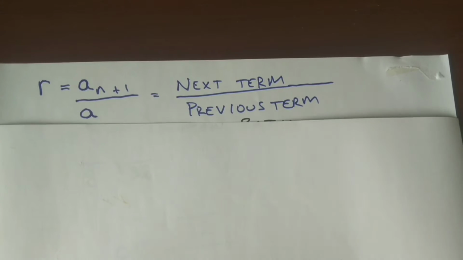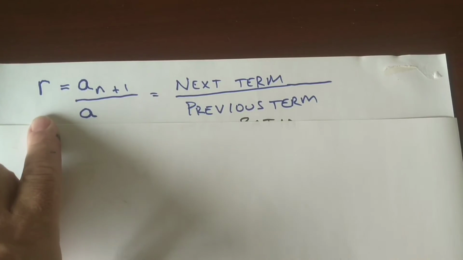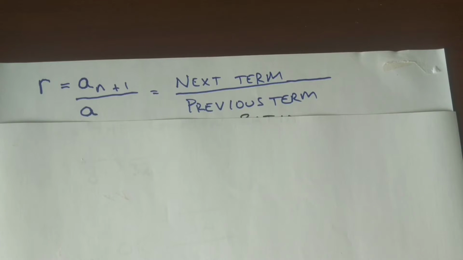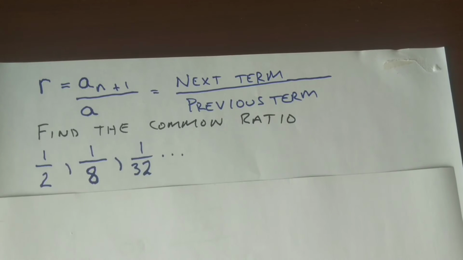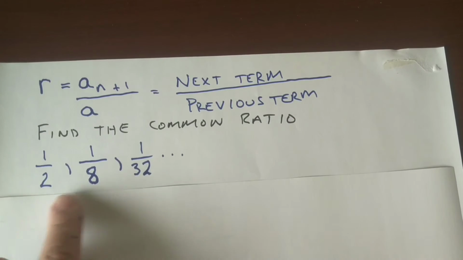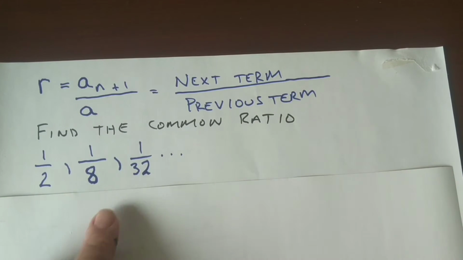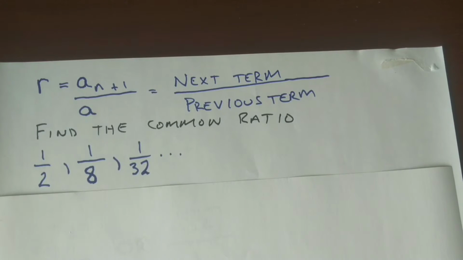Okay, so if we have something like this, we're trying to find R. You can get a little confident and think I can find R by looking at it. Like if we look at these, it's not difficult to determine that the ratio is 1/4. But some of these are going to get a little bit more complicated.